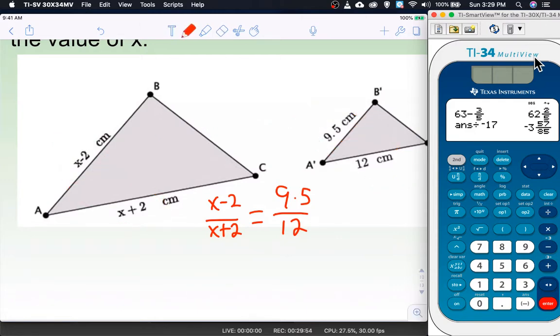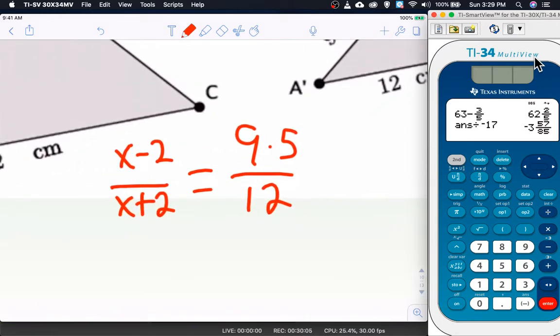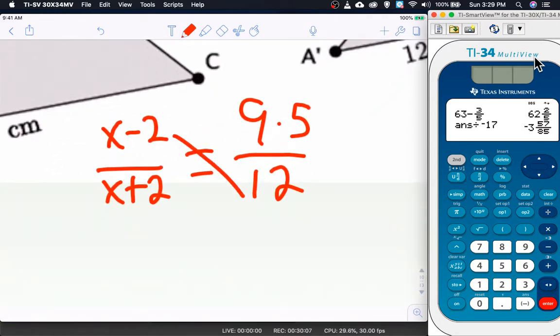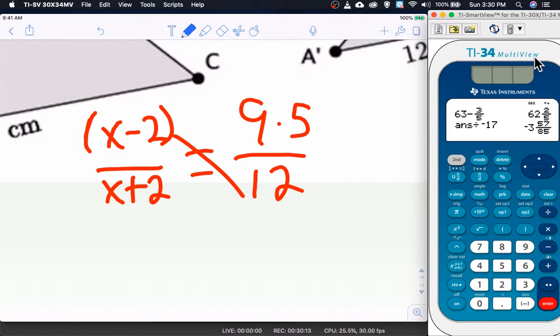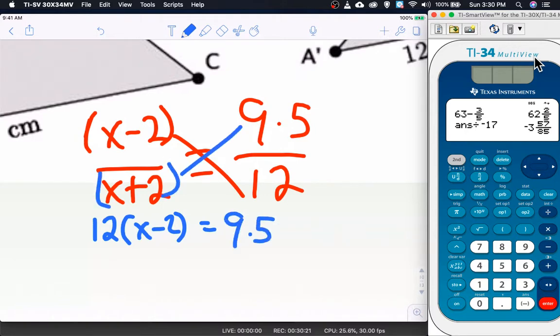Now, I just cross multiply and solve. We're going to find x. We're going to do what we have been doing in the previous 10 problems we've done so far. So I'm going to cross multiply. I'm going to take 12 times x minus 2 and 9.5 times x plus 2.